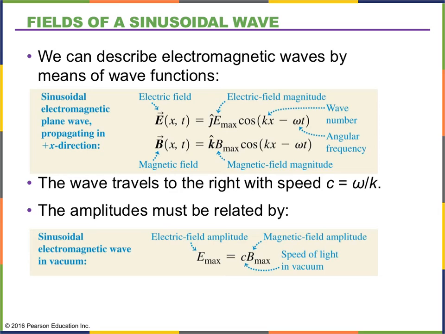Reminding ourselves again that the speed of the wave is related to omega and the wave number, and again here is the ratio of the electric field to the magnetic field, which will always give you the speed of light. That's something we'll use in a later video as well.